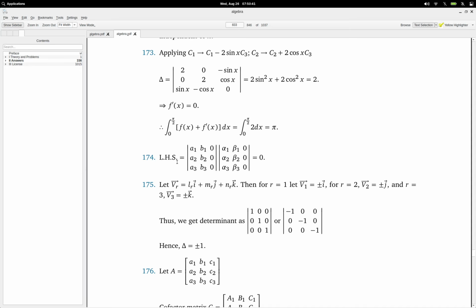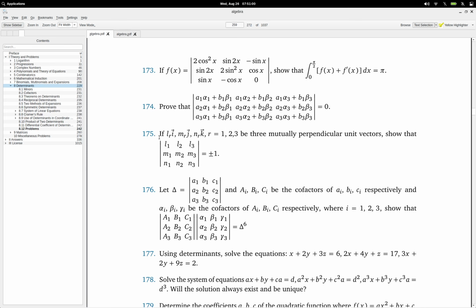So this is the product of two determinants: a1 b1 0, a2 b2 0, a3 b3 0, and alpha 1 beta 1 0, alpha 2 beta 2 0, alpha 3 beta 3 0. Now these two determinants are 0, so the product is also 0.